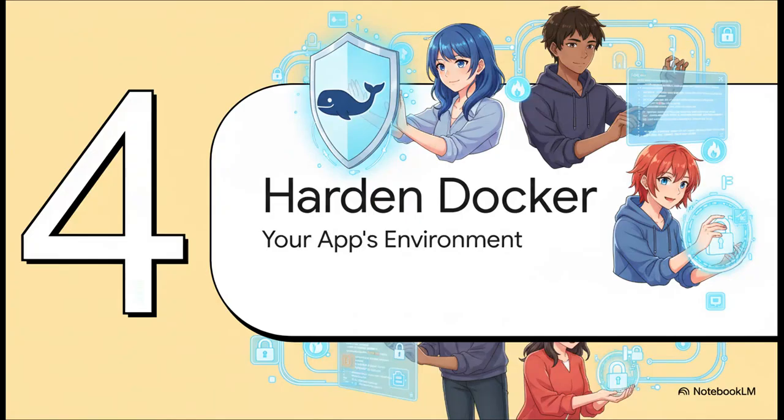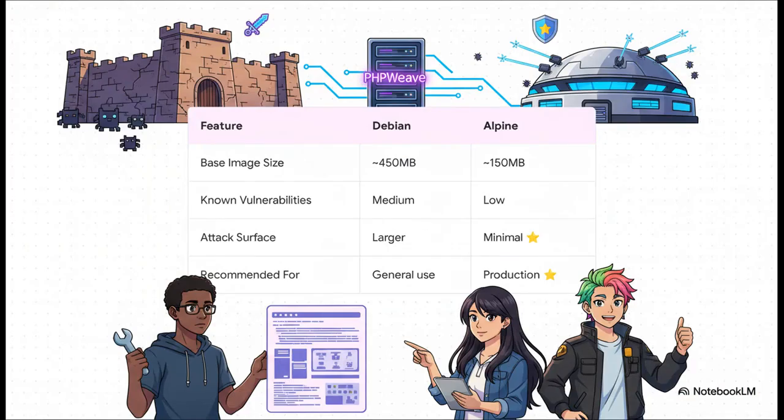Finally, we get to the outermost layer, the container. Your secure code and communications need a secure home to run in, and that means hardening your Docker environment. PHPWeave offers 2 Docker images, and the choice you make is critical for security. This table from the documentation compares the standard Debian-based image with the Alpine-based one. Just look at the differences in size, known vulnerabilities, and especially that attack surface. The recommendation is crystal clear.